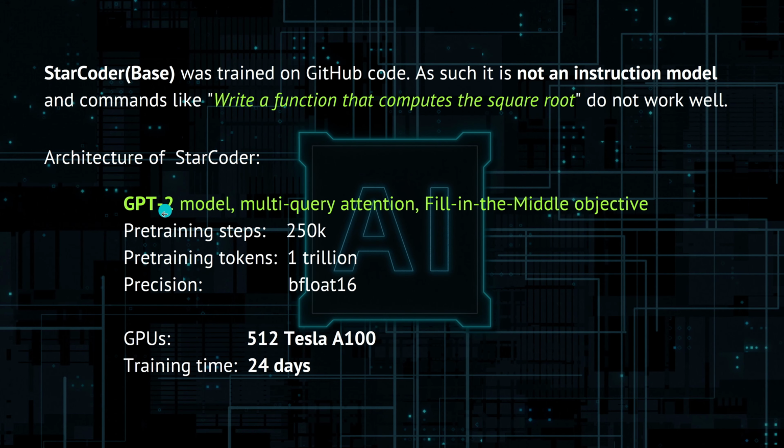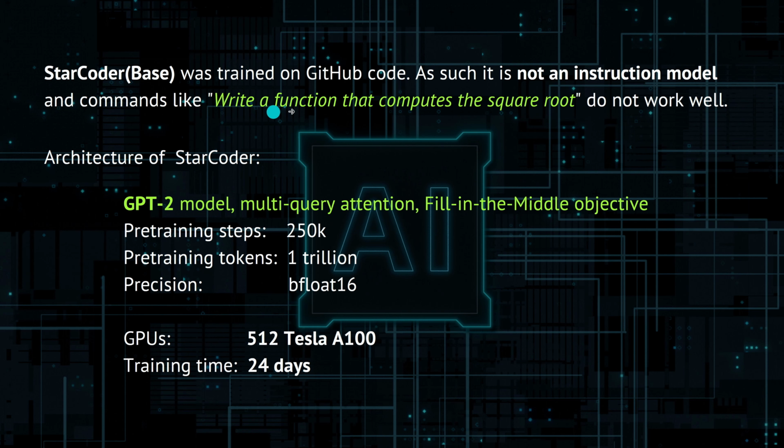The StarCoder model itself is a GPT-2 model. Yes, I know, you see here are now the license agreements. They had to go with GPT-2, multi-query attention, fill in the middle objective. And as I just showed you, the StarCoder and the StarCoder base version were trained on GitHub code, and as such it is not an instruction model.